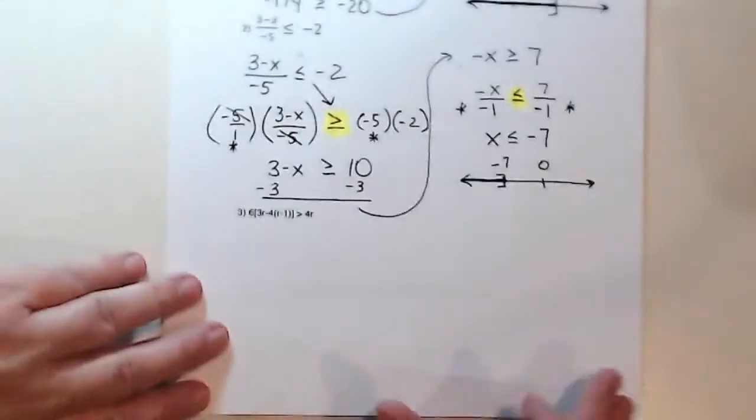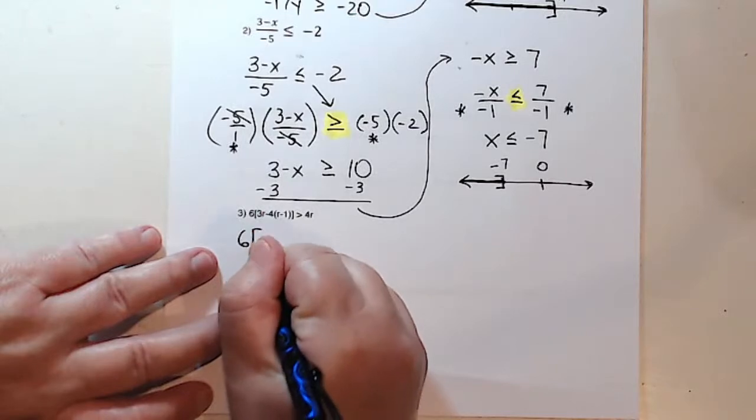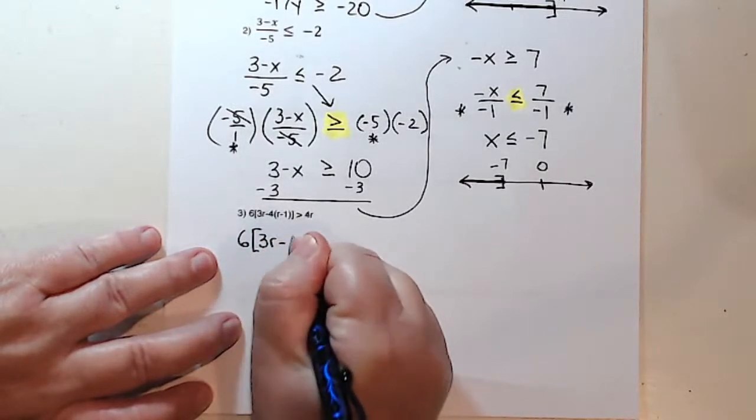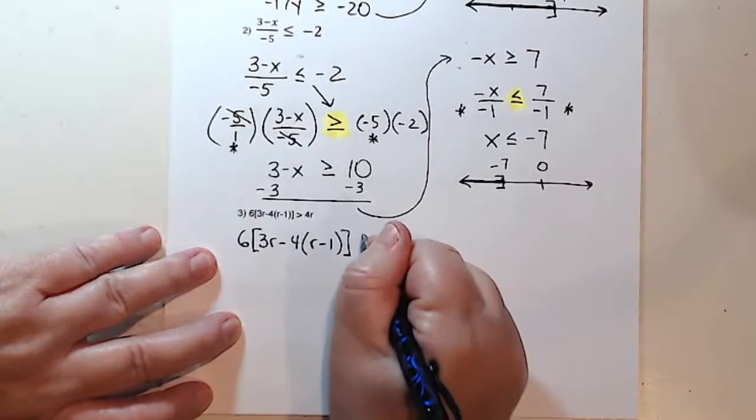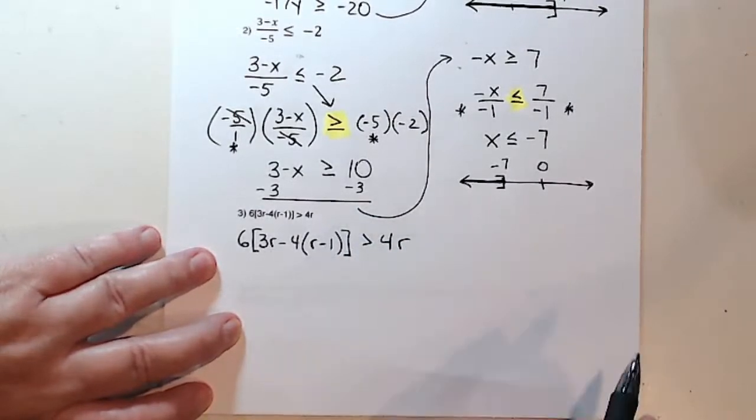So let's try it. I've got 6 times the quantity 3r minus 4 times another quantity r minus 1, big bracket, greater than 4r.